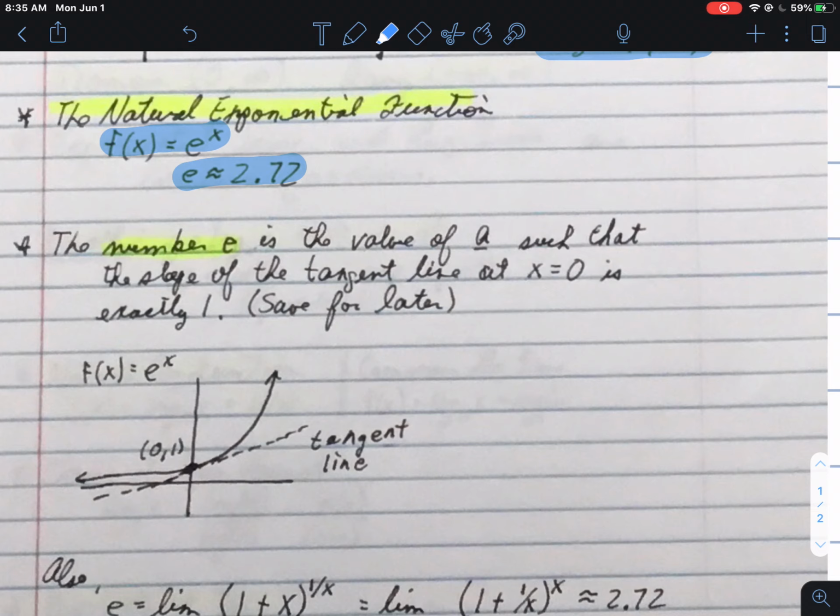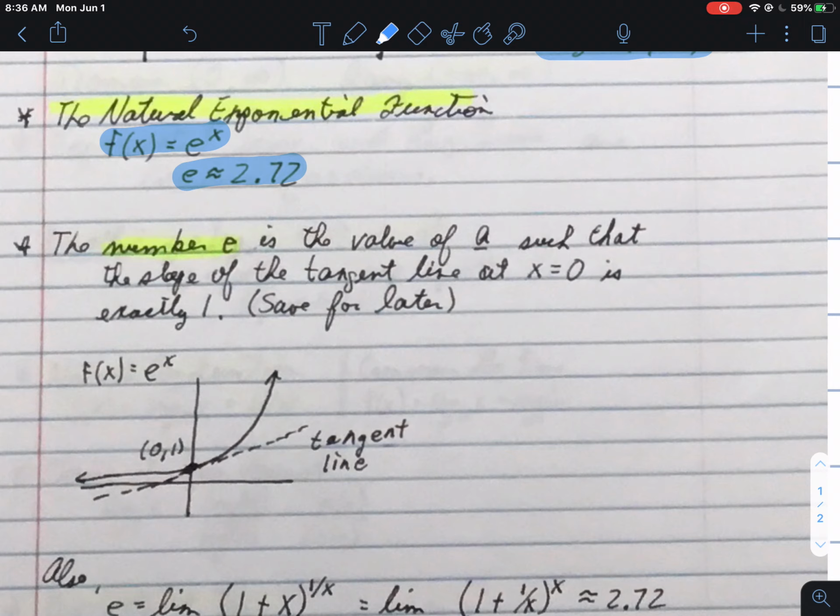It's one of those decimals that never terminates and never repeats. If you go on your calculator and type the number e in, you're going to get one of those decimals that goes on forever and ever. It never terminates, it never repeats. It's an irrational number. All right, so that's our natural exponential function, base e.